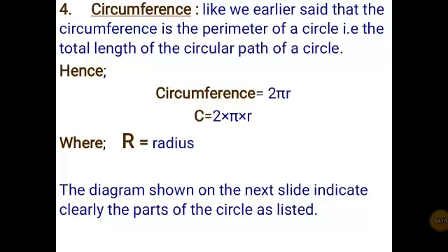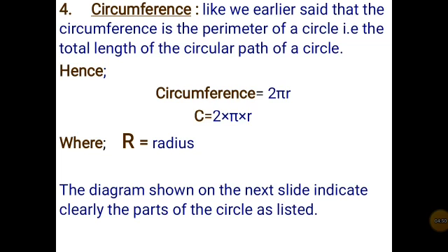Now, on our next slide, we have the 4th part of the circle, which we will be taking in this lesson, which is circumference. Like we earlier said, circumference is the perimeter of a cycle. That is, the total length of the circular part of a cycle is called the circumference, as written down on this slide. Hence, circumference is equals to 2 pi r.